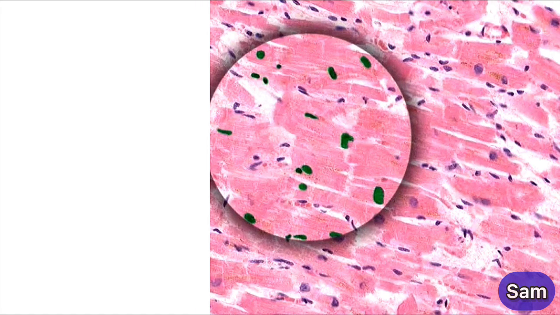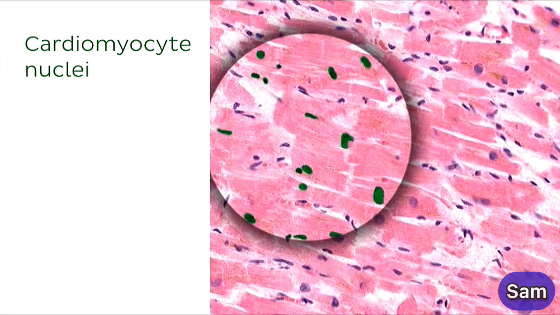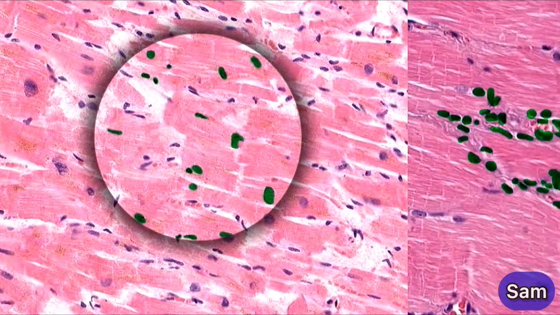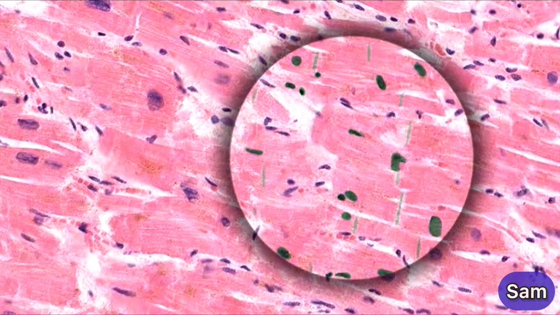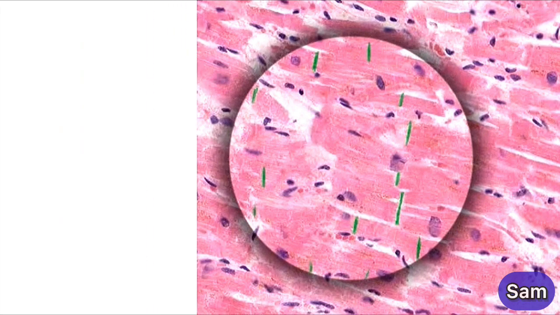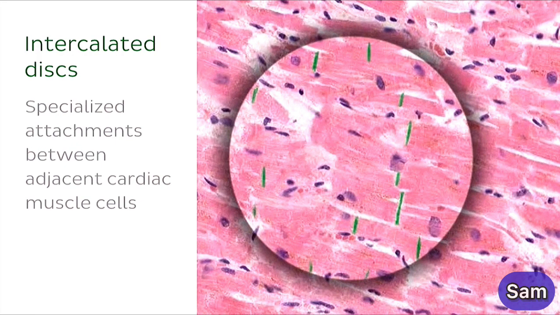Next we can see the cardiomyocyte nuclei highlighted in green. As you can see, and as we have already mentioned, the nuclei are centrally located in the cardiomyocyte cells. This is one feature that distinguishes cardiac muscle cells from skeletal muscle cells, which are typically multinucleated. Cardiac muscle fibres possess transverse lines that stain dark during H&E staining, which are known as intercalated discs, and are visible under a light microscope. These discs represent the highly specialised attachments between adjacent cardiac muscle cells.